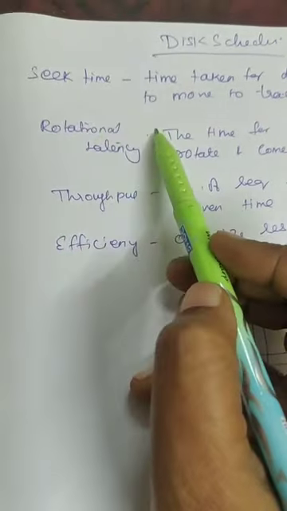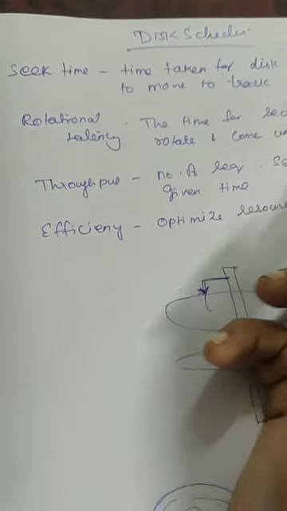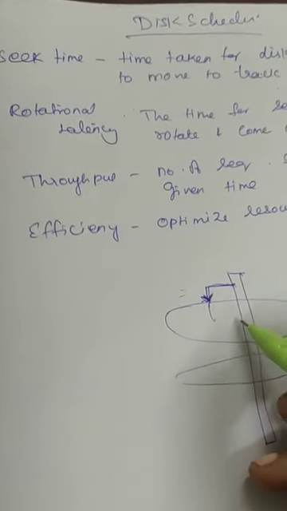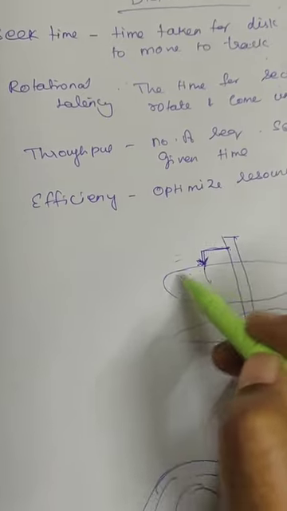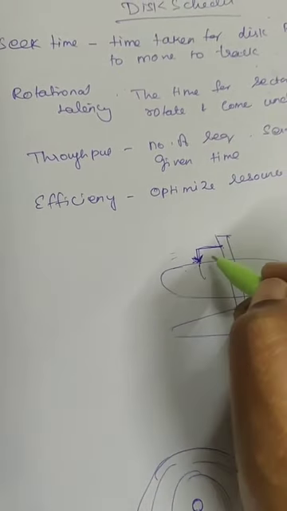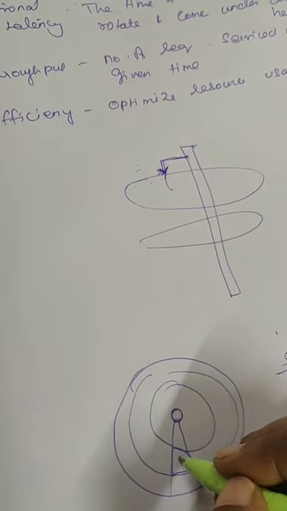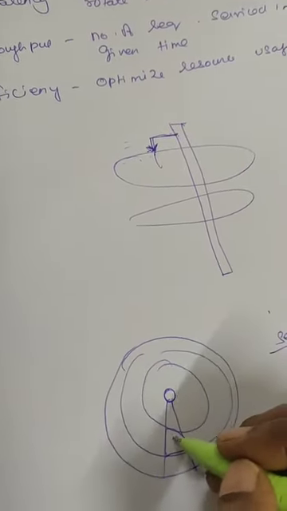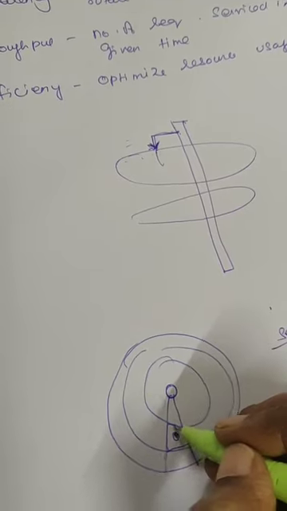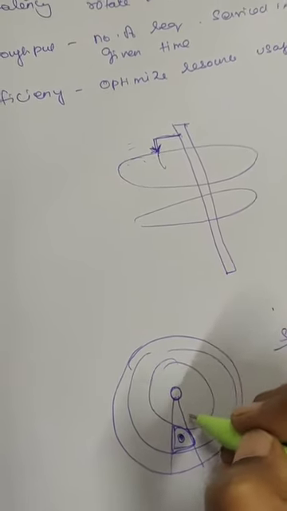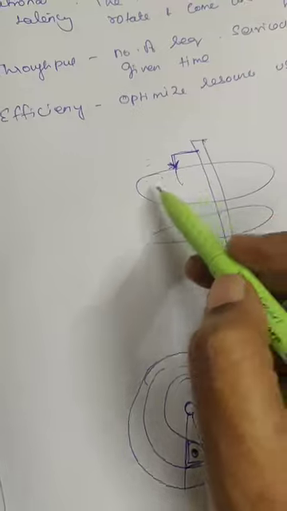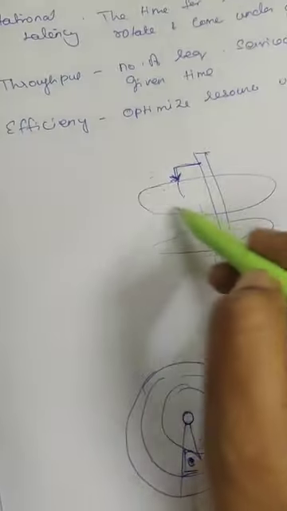And the next is rotational latency. It is the time taken for the sector to come under the read head. The head moves front and back, and it is the responsibility of the disk to rotate by itself, so that this sector will come under the read write head. So moving the head is called seek time. Rotating the disk is called rotational latency.